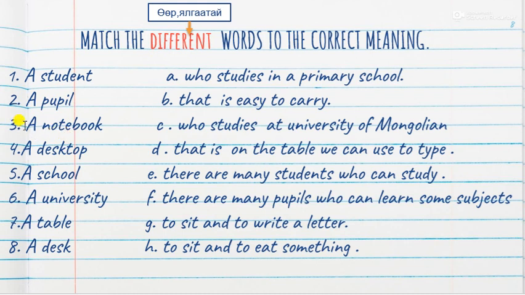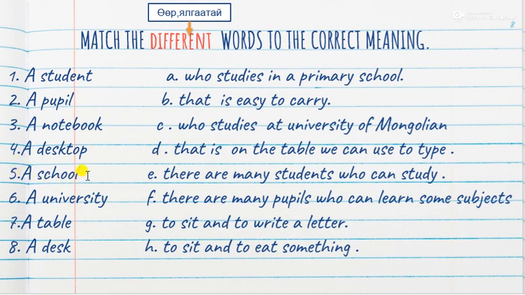Third one, a notebook. A notebook is small, you can carry it. Of course, B, that is easy to carry. Number four, a desktop. A desktop is a kind of computer. It is on the table and we can use it to type.